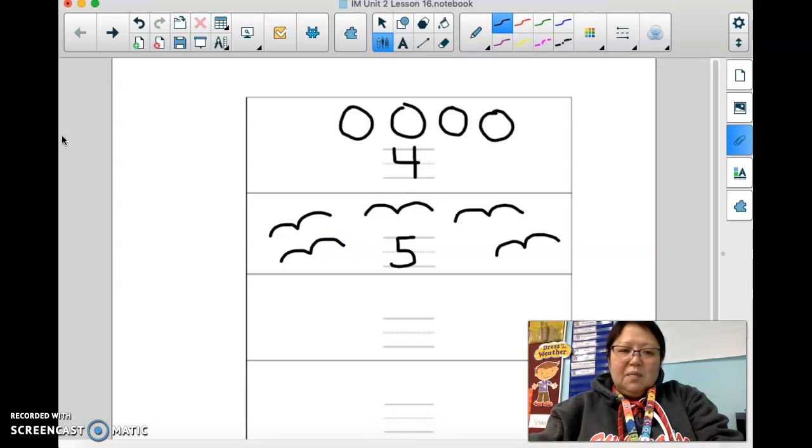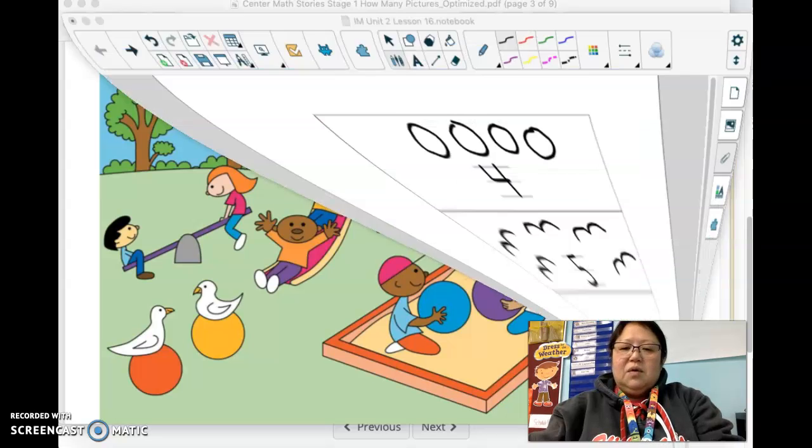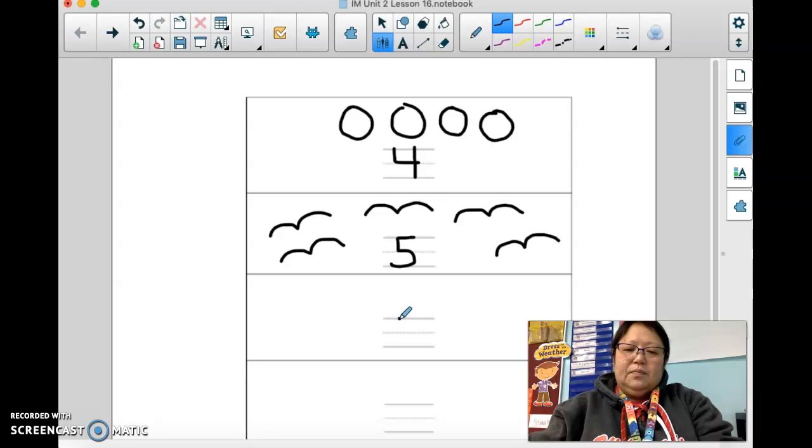Okay. We went back to our picture again, and we talked about how many swings we saw in our picture. And so we counted the swings, 1, 2, 3. We go back to our recording sheet. We write the number 3. And then we made 3 swing sets.